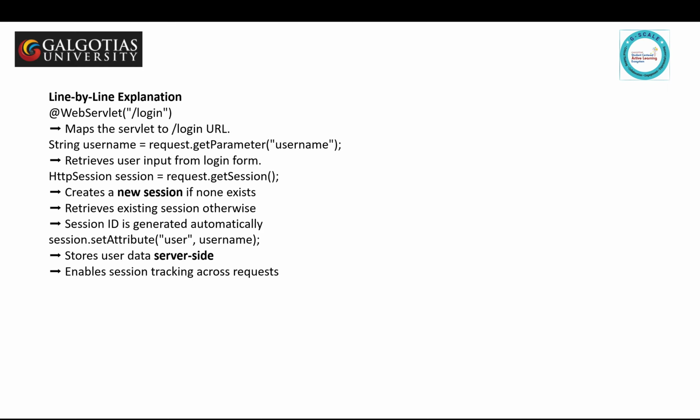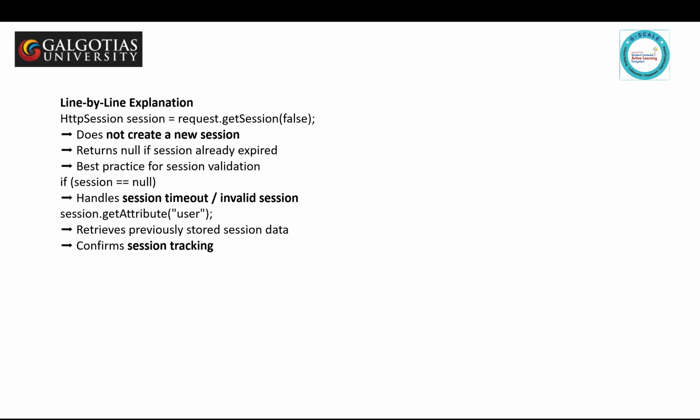Let us understand some important lines. @WebServlet("/login") maps the servlet to the /login URL. request.getParameter("username") fetches user input. request.getSession() creates a new session if one does not exist; otherwise, it returns the existing session. session.setAttribute stores data on the server for session tracking. getSession(false) is the best practice for validation. It avoids creating unnecessary sessions.